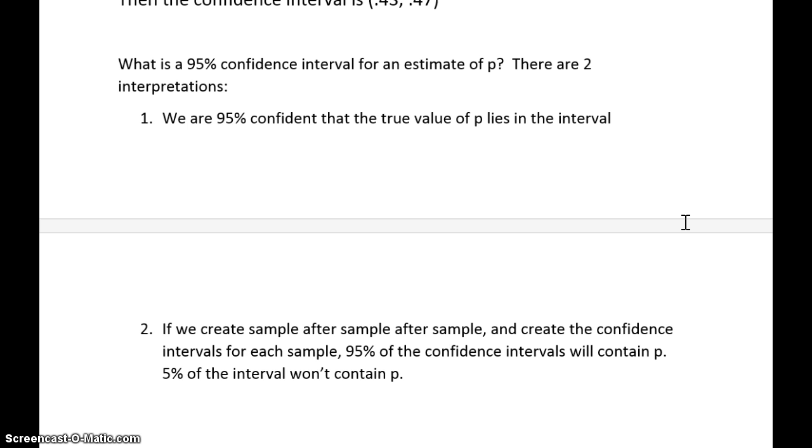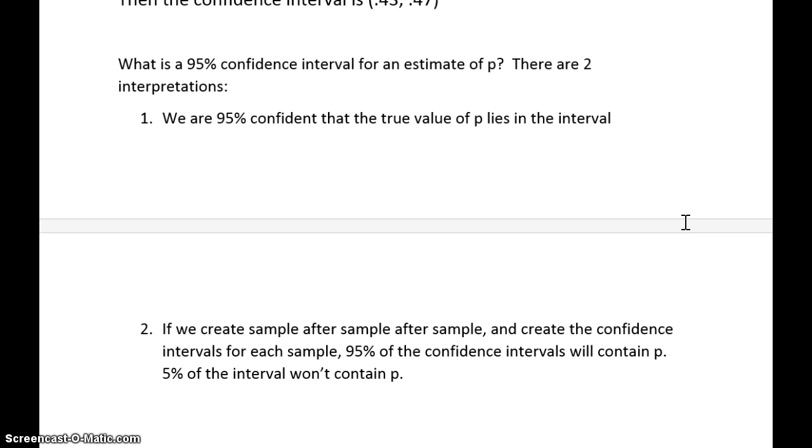What is a 95% confidence interval? What does it mean? Well, there are 2 interpretations to it. One is we're 95% confident that the true value of p lies in the interval. Another interpretation, if we were to create sample after sample after sample, and each of those samples would have a slightly different p hat value, so we would get slightly different confidence intervals.